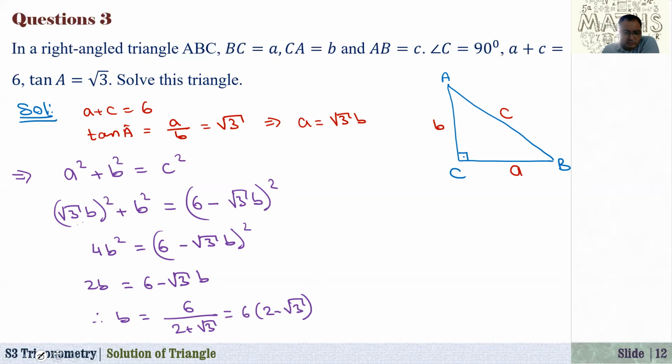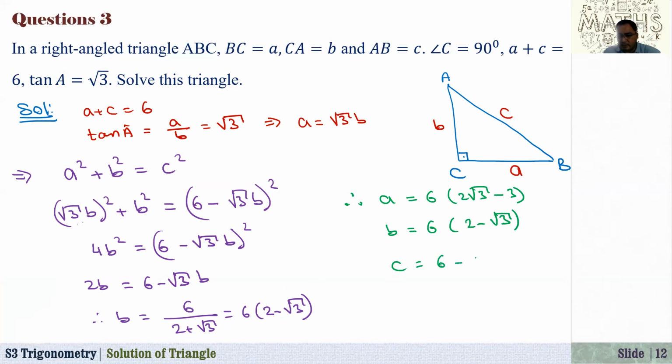Okay, then that's it. Now I can write all the solutions. A is equal to square root of 3 times B. So that is B, and inside the parentheses, square root of 3 minus 3. And B is equal to 6 times 2 minus square root of 3. And how about C? C is just 6 minus A. That is 6 times 2 square root of 3 minus 3. And we can just simplify this and write this, and that's it.